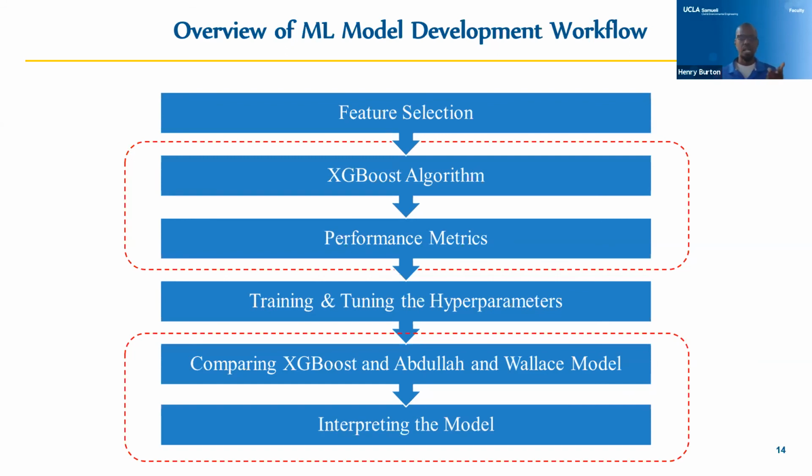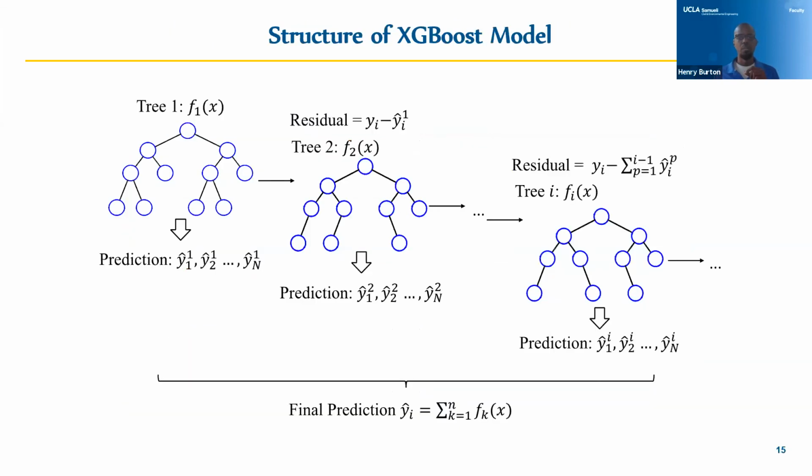So in the next few slides, I'll just talk about the things shown in red. I'll talk a little bit about the XGBoost algorithm, the performance metrics that we use to evaluate the models, and then the comparison between the XGBoost and the Abdallah and Wallace model, and then a little bit on the interpretation.